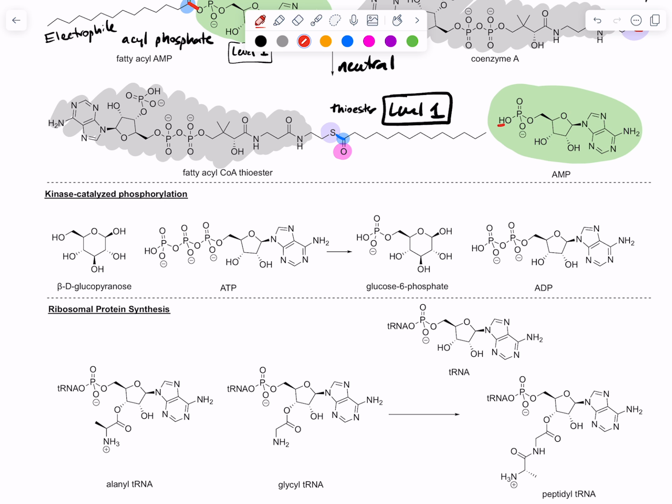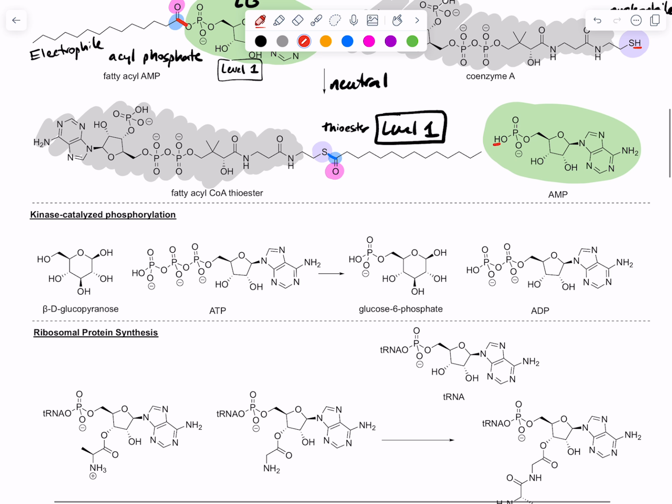Okay, so this is trial by fire today. We're just engaging with large molecules and seeing if we can see general themes. The next reaction we're going to do is called kinase catalyzed phosphorylation.